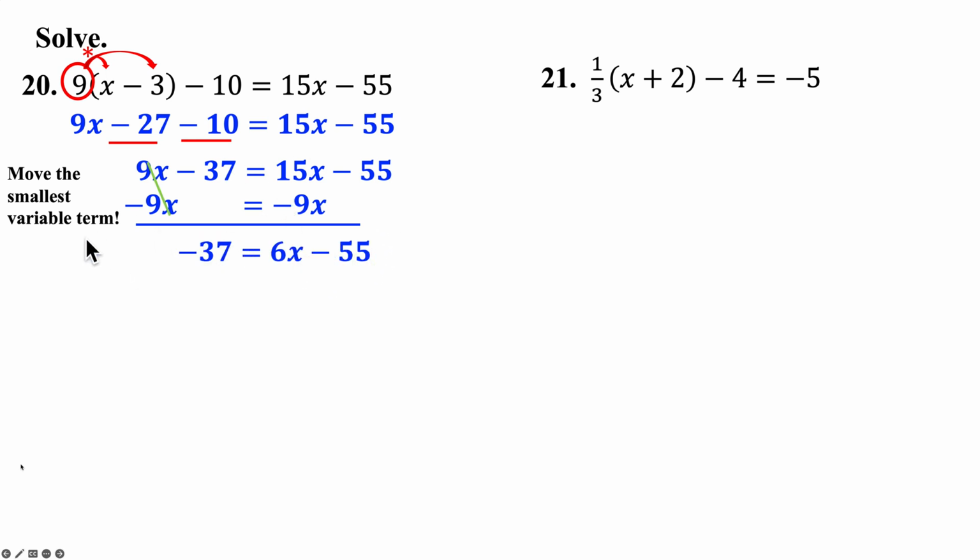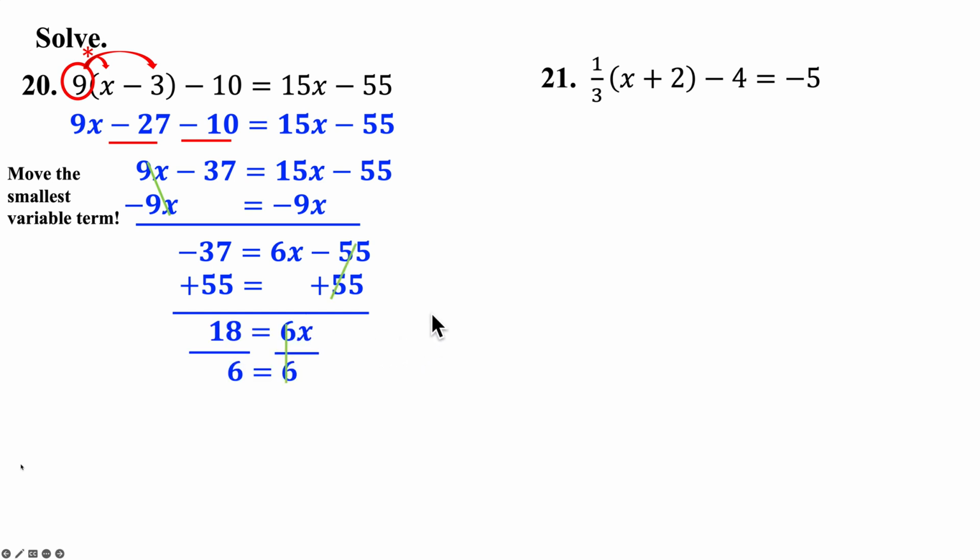Remember, x does not always have to be on the left side. That's false. It can be on either side. It just has to be by itself. So get rid of the minus 55. Add it over to the other side. We're going to get, let's see, positive, looks like 18 equals 6x. We divide by 6. X is equal to 3. Store 3 into your calculator. Type in the left side just as you see it. Type in the right side as you see it. And if the two values are the same, you know you're right.